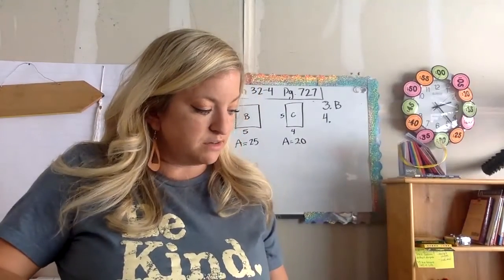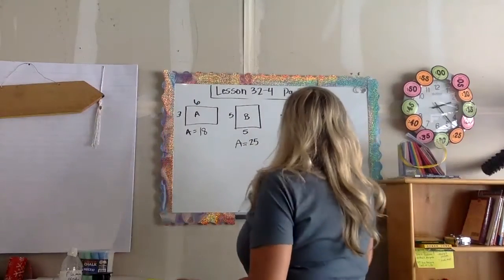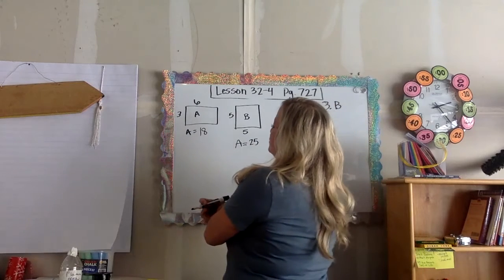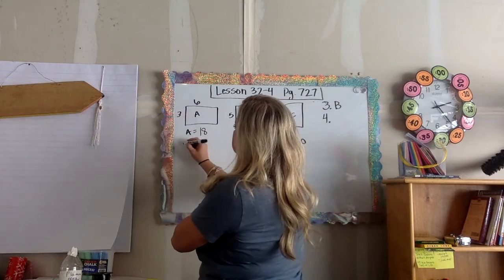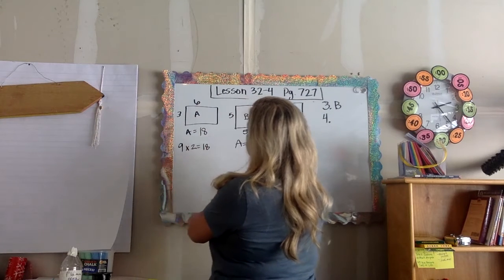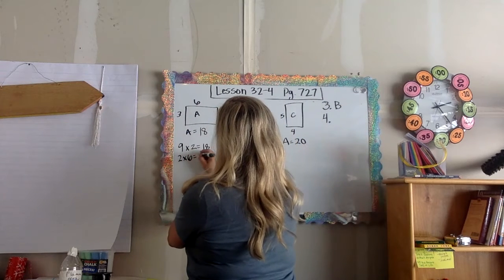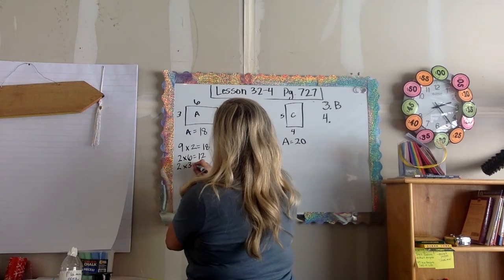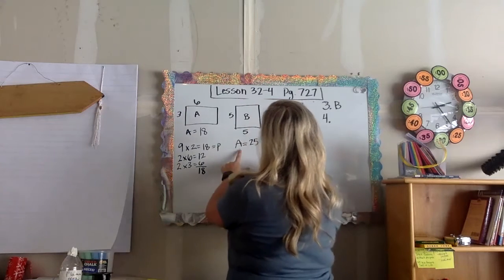Number 4, which rectangles have the same perimeter? Show your work. So we're going to find out what the perimeters are. An easy way to do that is to do length plus width, 3 plus 6 is 9. 9 times 2 is 18. So let's see if that's right. 2 groups of 6 equals 12. Oops, I'll do 2 groups of 3 equals 6. 6 plus 12 is 18. So the perimeter here is 18.